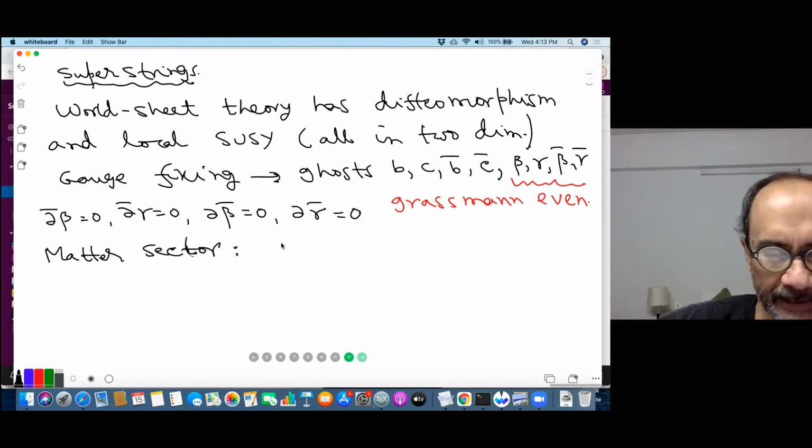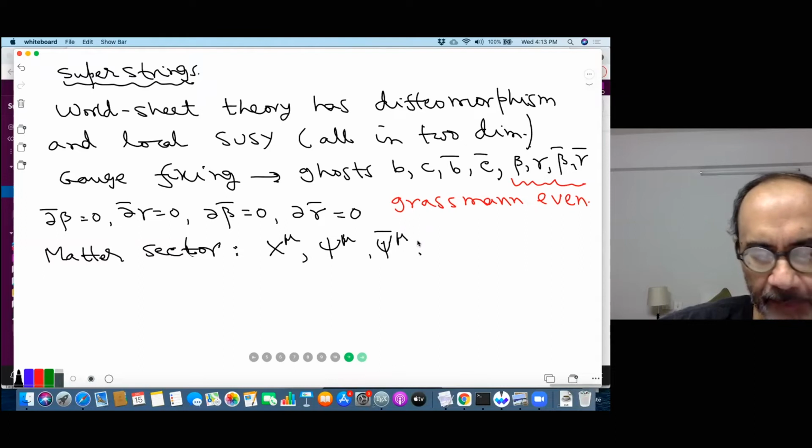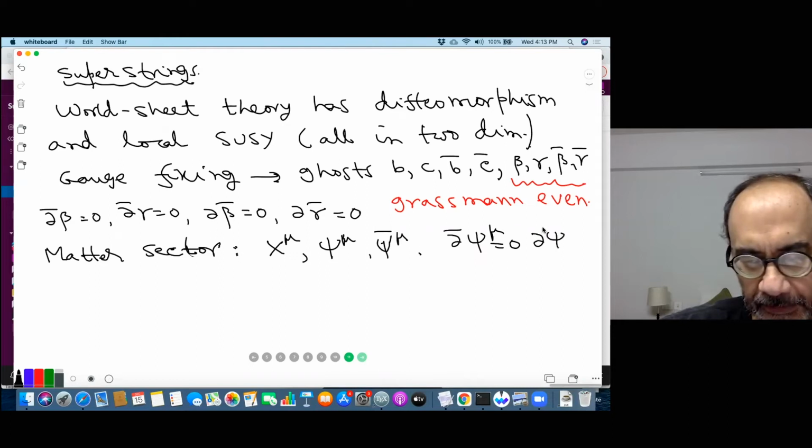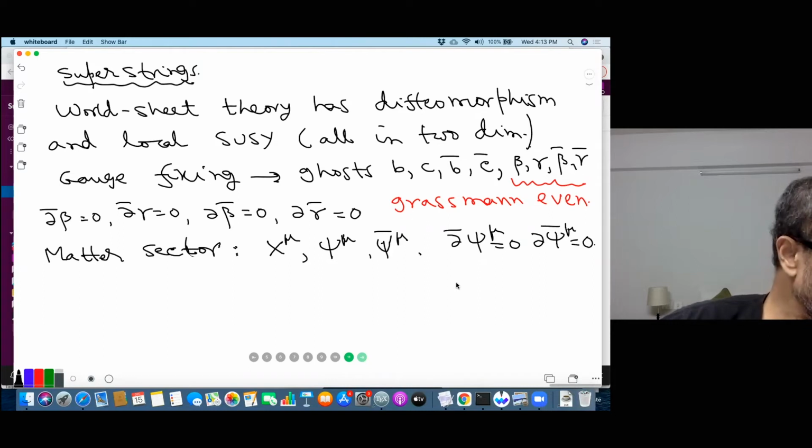So the matter sector now will have to have fermions. So besides X^mu, we have psi^mu and psi bar^mu. And psi^mu is holomorphic. And psi bar^mu is anti-holomorphic. Now I'll describe an important property of the beta gamma system, again without proof. So the beta gamma system can be bosonized.